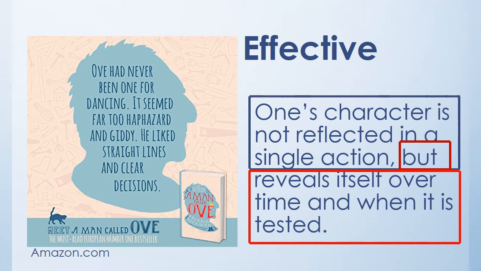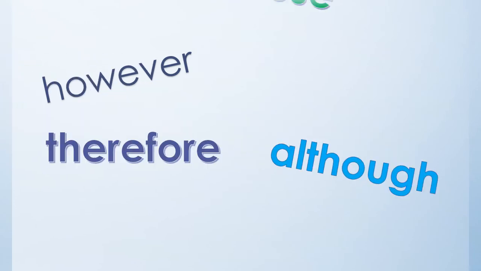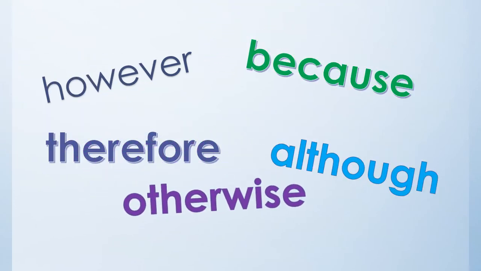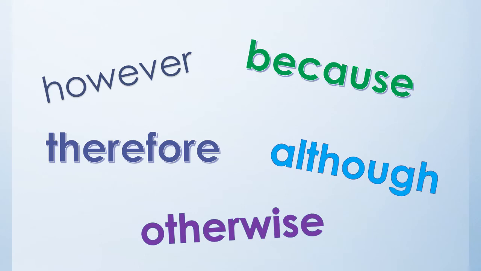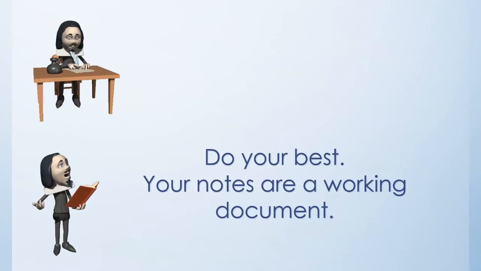So remember, claim and warrant. And again, this is a working document. This isn't something that has to be perfect when you come into class. Make a good stab at it, and we'll talk about our theme statements with other people who've read the same book. You might also use other kinds of conjunctions. I use but, but you can use however, although, therefore, because, otherwise, and there are tons of different conjunctions that you can use to join your claim and your warrant.